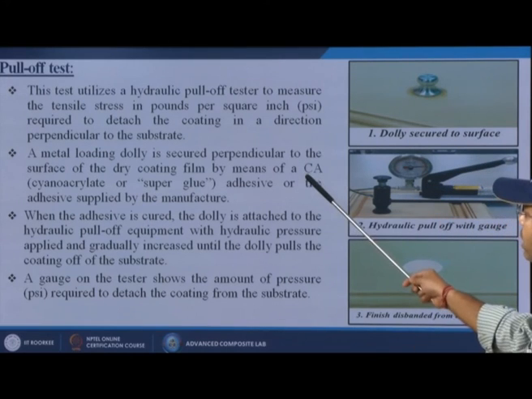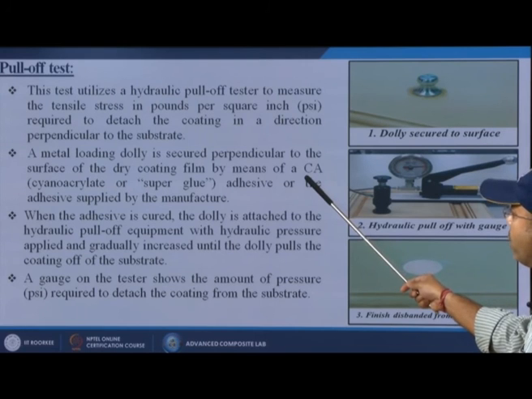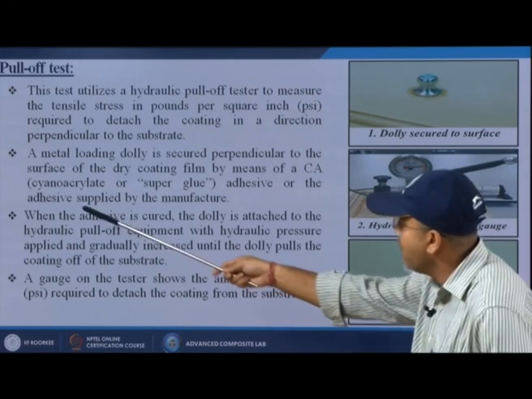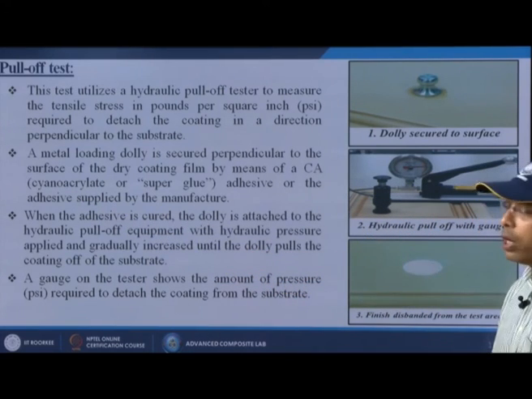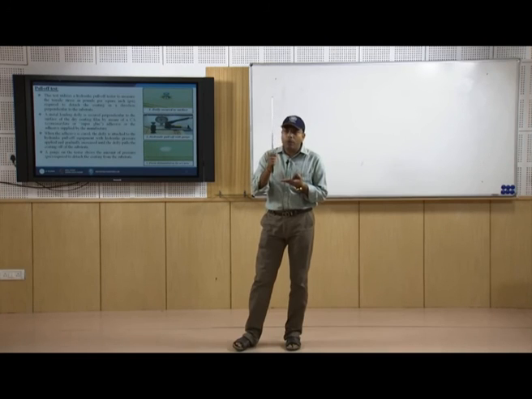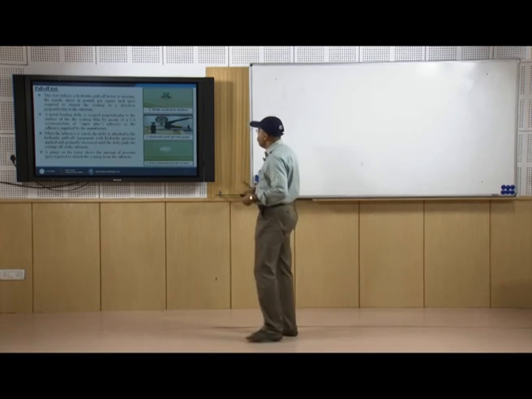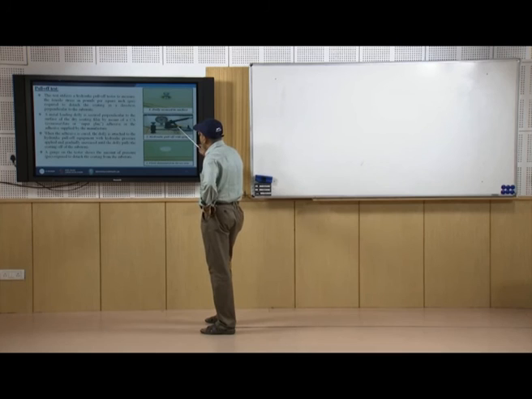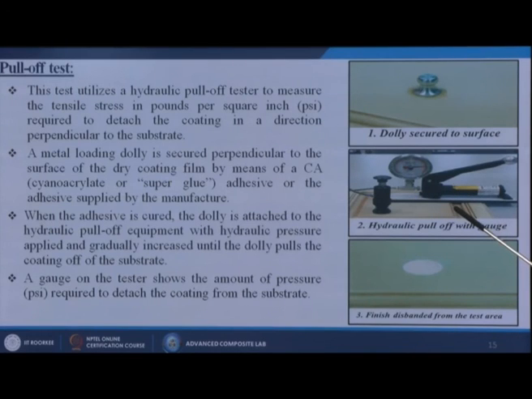A metal loading dolly is secured perpendicular to the surface of the dry coating film by means of CA. CA is nothing but cyanoacrylate, or super glue adhesive, or the adhesive supplied by the manufacturer. So simply, on the surface itself we put one dolly, one kind of small object, so that it can stick with the coating material, and then we apply a certain kind of glue over there so that it does not easily come out. Then we pull this dolly with a hydraulic machine, so that while pulling it can take out some coating material from the substrate itself.